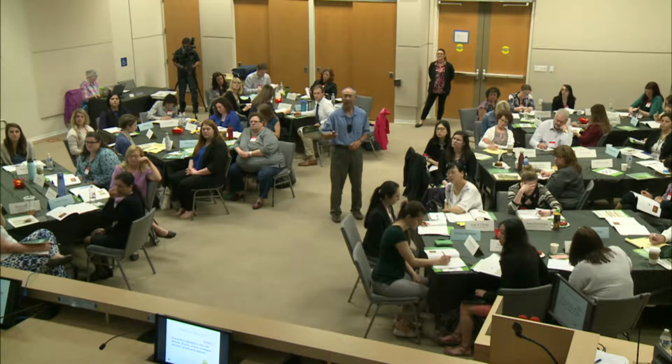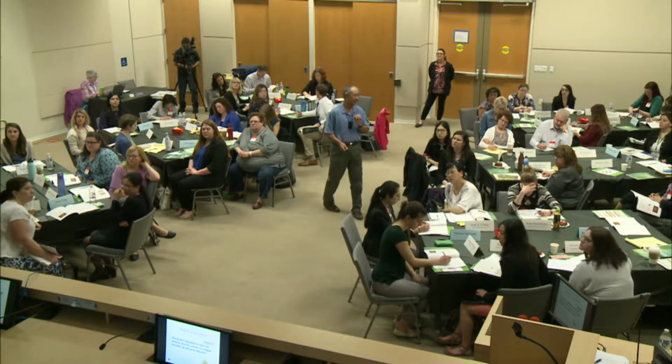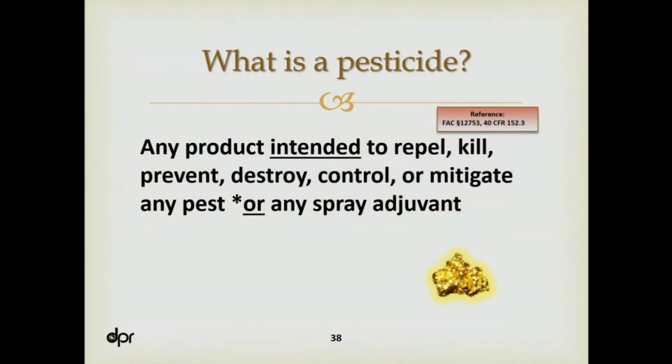Basically, the definition: if it's intended, and that's the big thing, if it's intended to be used to repel, kill, destroy, or mitigate any pests, and then that little kicker right there, or any spray adjuvant. Now that little asterisk is very unique to California only.